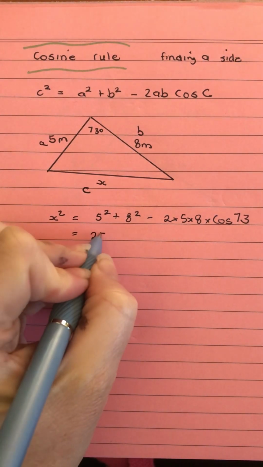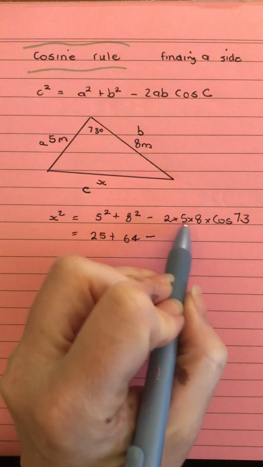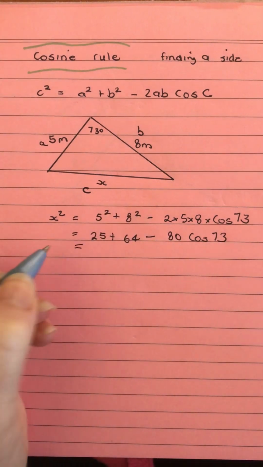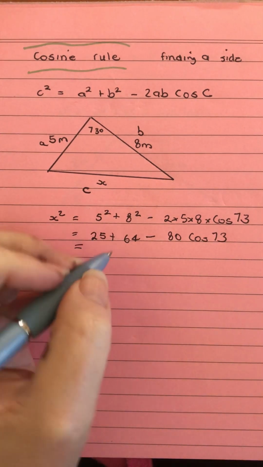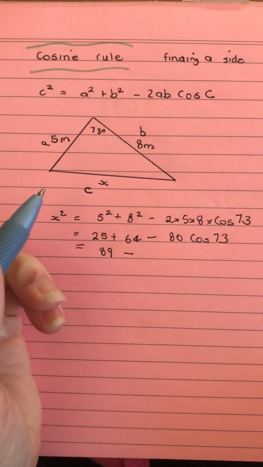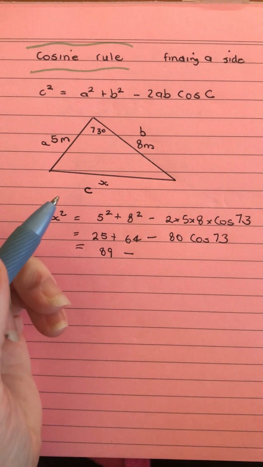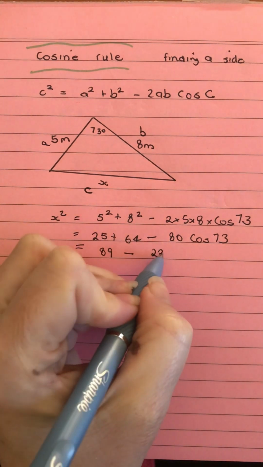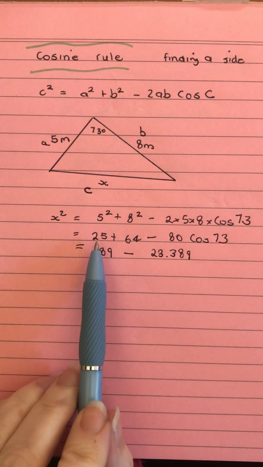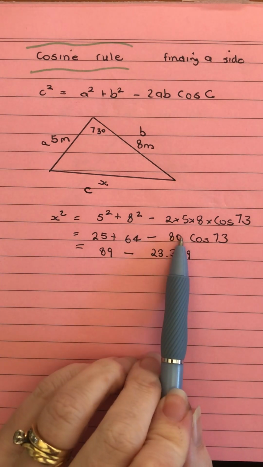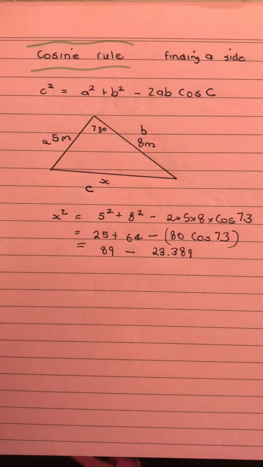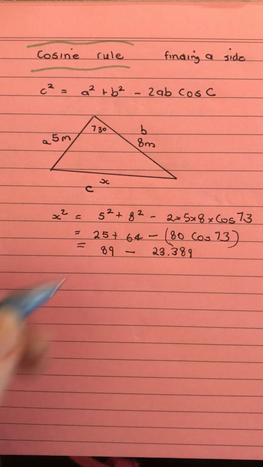Starting with working some of these out, I know that I've got 25 plus 64 minus 5 times 8 is 40, times 2 is 80, cos 73. So I'll do my 25 plus 64. That gives me 89. And then I'm taking from that cos 73 multiplied by 80, or I can just write 80 cos 73 in there. And that gives me 23.389. Now, the biggest error that I see is students will want to go 25 plus 64 and take away the 80 and then multiply by cos 73. These need to stay together. That's my biggest hint with regards to the cosine rule, is keeping those numbers together.